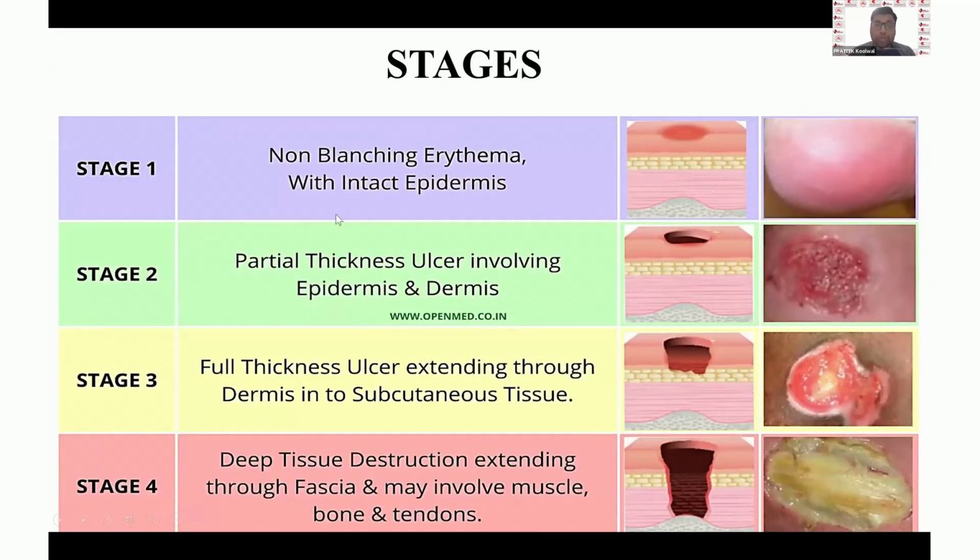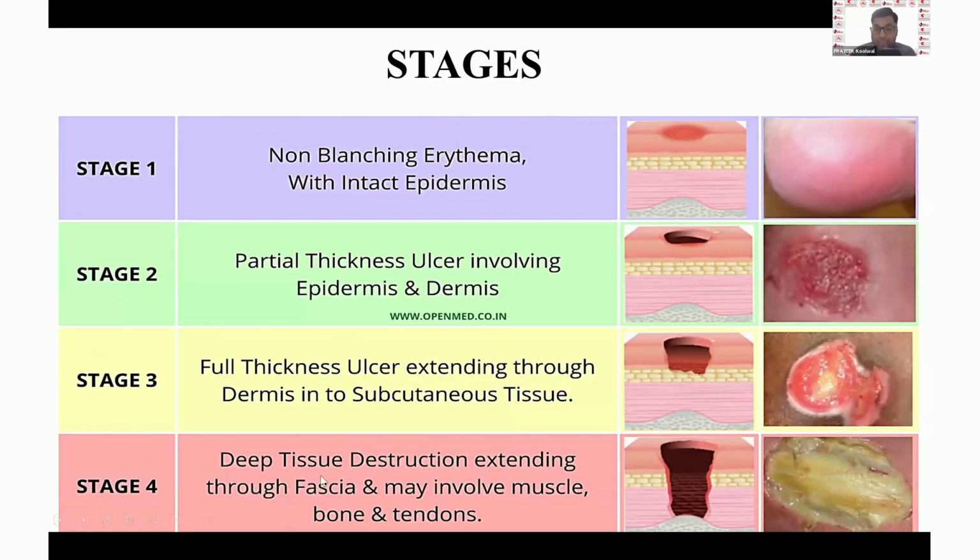So these are the stages with the diagram. Stage 1, as I've already told you, is non-blanching erythema with intact epidermis, like this. This is the non-blanching part, only with intact epidermis; the epidermis is not lost. Stage 2 is a partial thickness ulcer involving epidermis and dermis. The epidermis is involved and a small part of the dermis is also involved. Stage 3 is a full thickness ulcer extending through the dermis and subcutaneous tissue. This is the whole part. As you see, the epidermis is totally involved in stage 2, and the dermis is also involved in stage 3. In stage 4, there is deep tissue destruction involving the fascia, muscles, bone, and tendon.